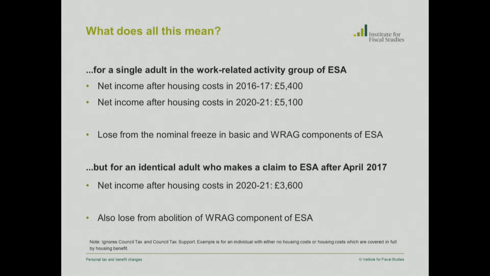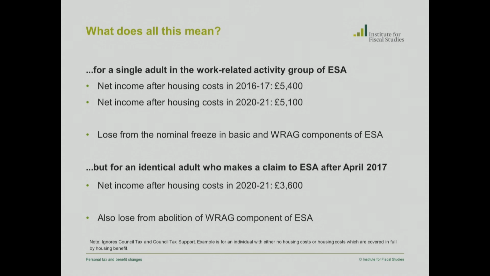So what does that mean? Well, let's take a single adult in that relevant group. Their net income in 2016-17 is £5,400. Now, even if they made the claim last year, and they're just sitting on it until 2020-21, their real income is going down, and that's because the nominal freeze affects both the basic and the work-related activity group components of ESA.